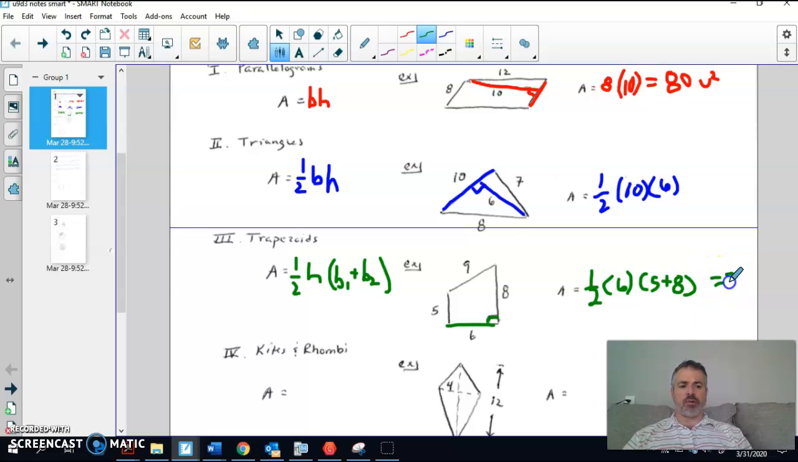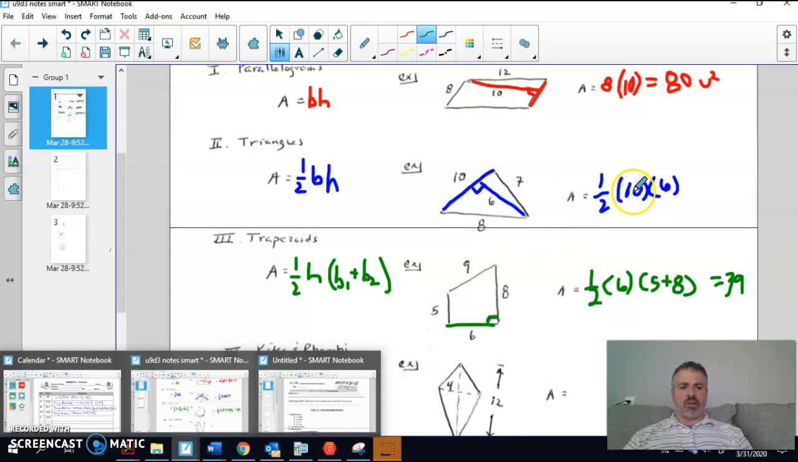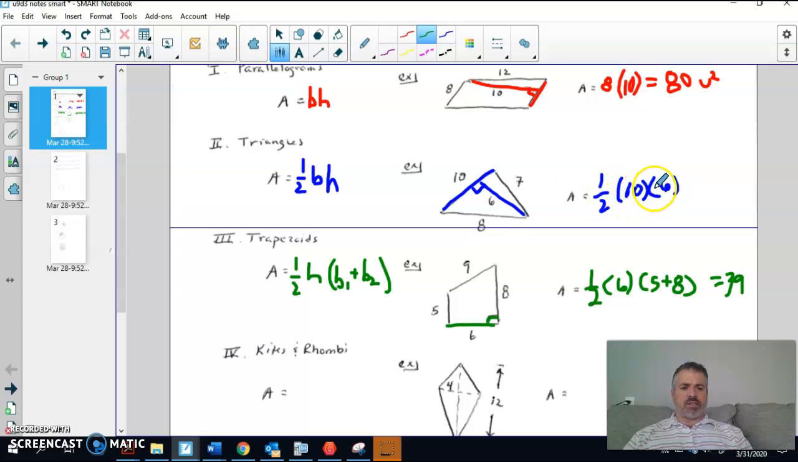Oh, I never finished the one up here. I just plugged in the numbers and then didn't do the math. Up here, this would be what, 60, and if I take half of that, that's 30. So the answer to this one's 30 square units. Sorry, I didn't finish that one.